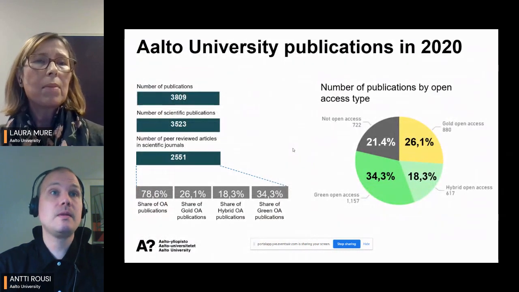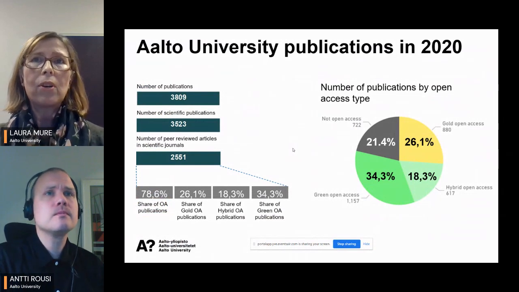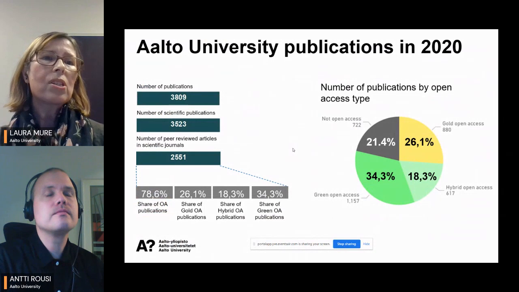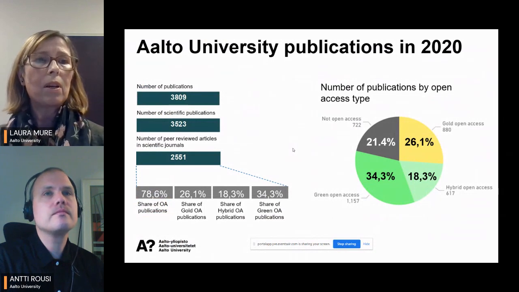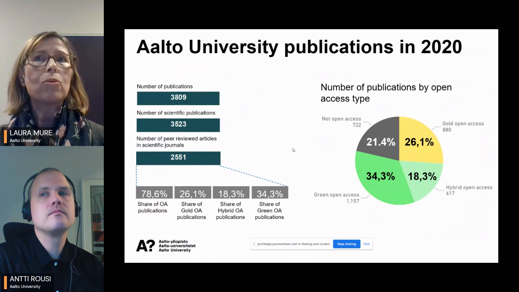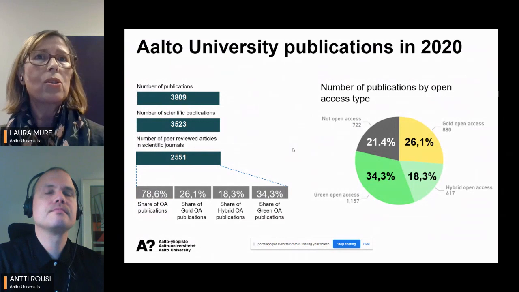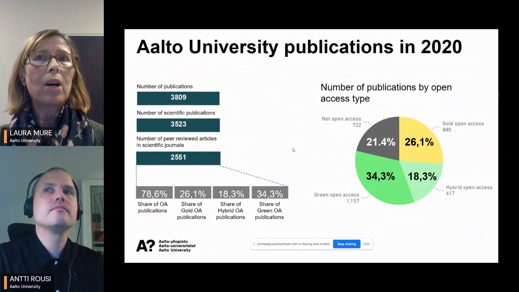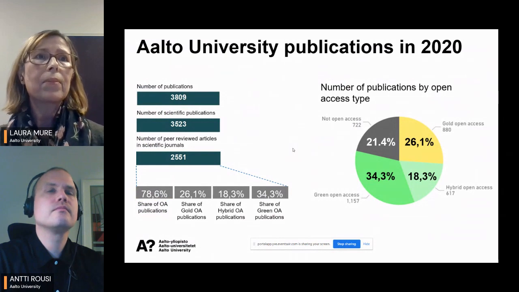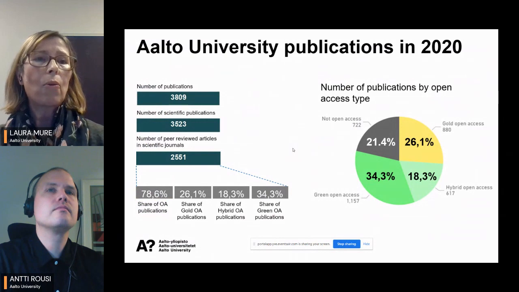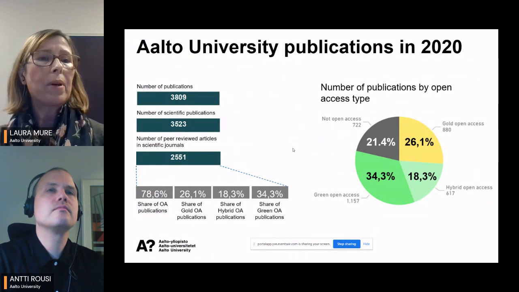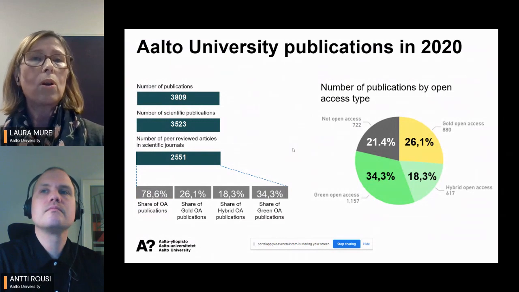About the publication scheme, I have here figures of publications produced in our university in the year 2020. And the figures are usually quite stable, so there's not much change from year to year. So in 2020, the total publication amount was approximately 3,800 publications, and from those, approximately 3,500 were scientific publications. And out of those, approximately 2,500 were peer-reviewed articles. At the moment, most of our publications are already published open access, and we are emphasizing so-called green open access, which means that most of our open access articles are actually self-archived into our local Pure system.